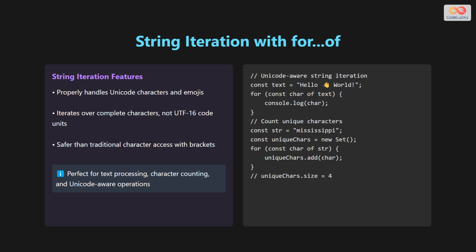For example, if you have a string such as "hello" followed by a waving hand emoji and then "world", the loop will iterate over each character and the emoji correctly. You can also use this for character counting, where you iterate through the string "Mississippi", add each character to a set, and after the loop, the size of the set will give the number of unique characters.